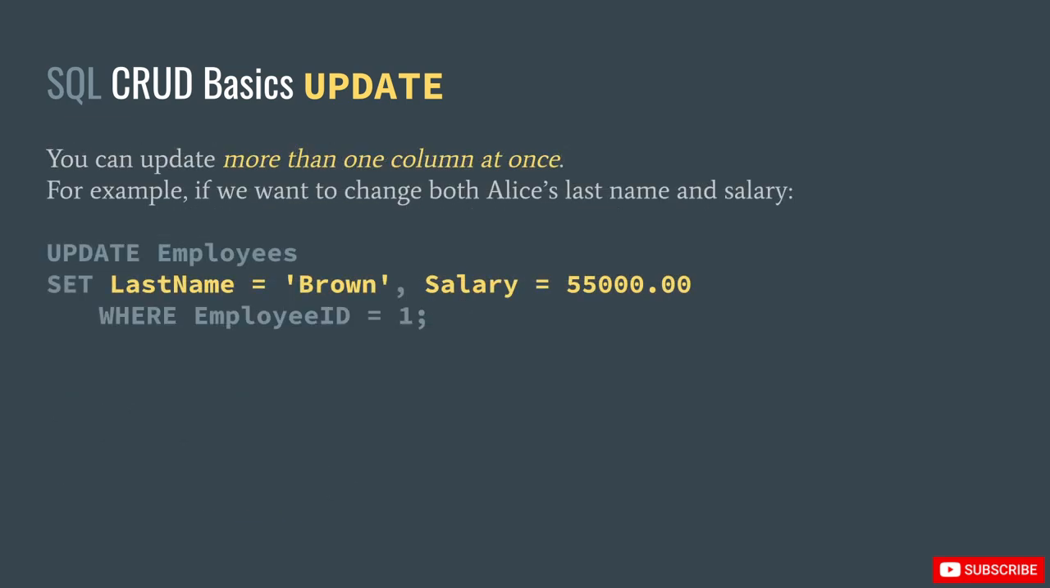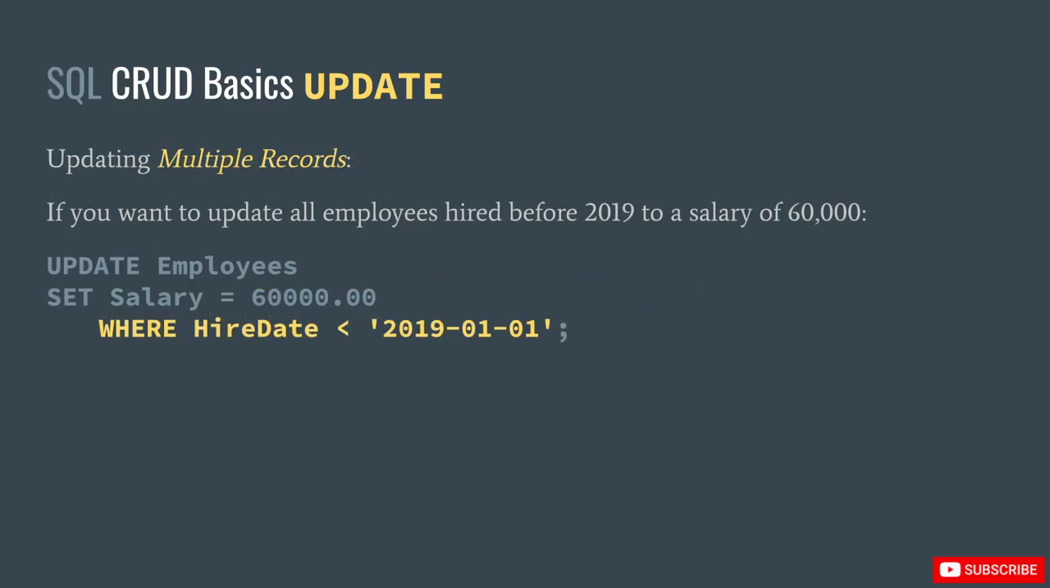You can update multiple columns at once with the update statement. For example, if we want to change both Alice's last name and her salary, we specify each column and the new value separated by a comma. The update statement can also modify multiple records at once. For instance, if we want to set a salary of 60,000 for all employees hired before 2019, we can use a query like we see here. By adding a where clause that checks if hire date is earlier than January 1st, 2019, all records meeting this condition will be updated.